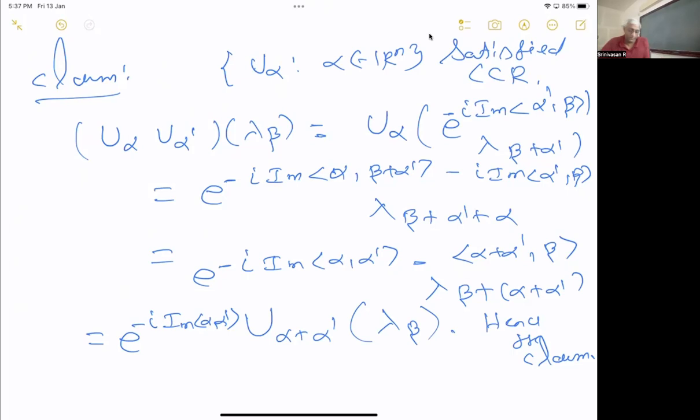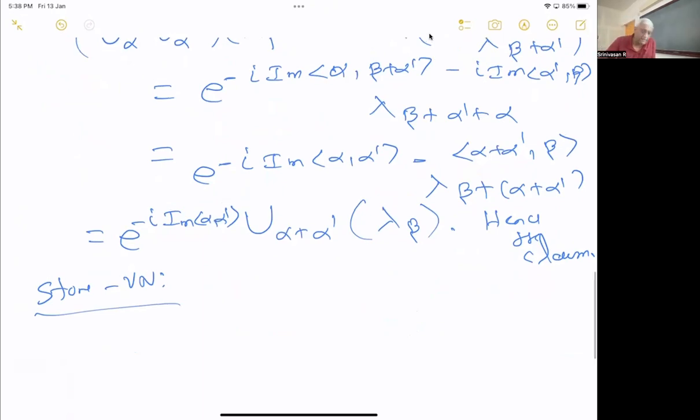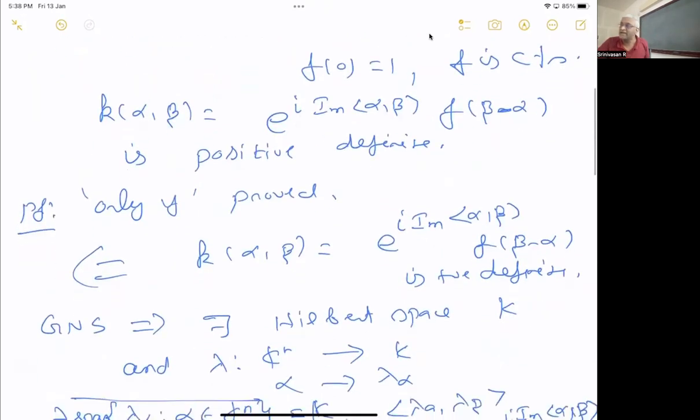So now the Stone-von Neumann theorem. The Stone-von Neumann theorem implies there exists a Hilbert space K, and we can assume that this K is equal to that. There exists a unitary U, and we assume that, because we want to prove the whole thing up to unitary, we want to get a state up to unitary.